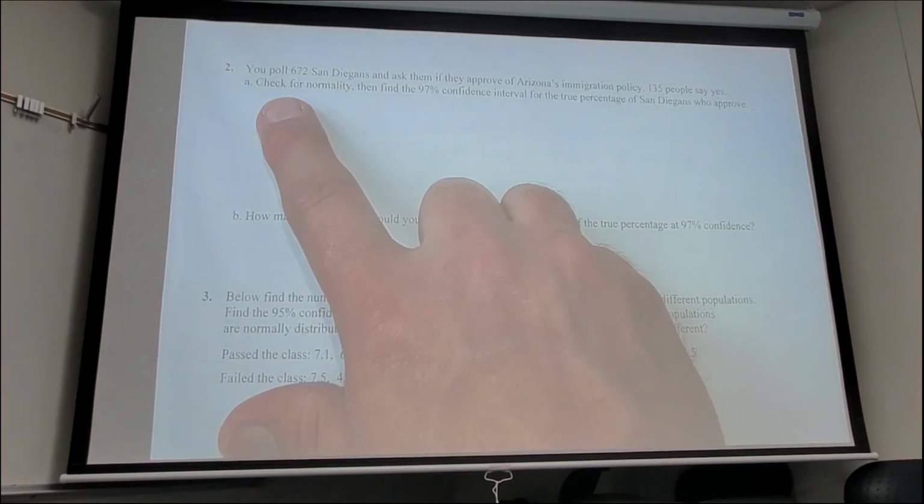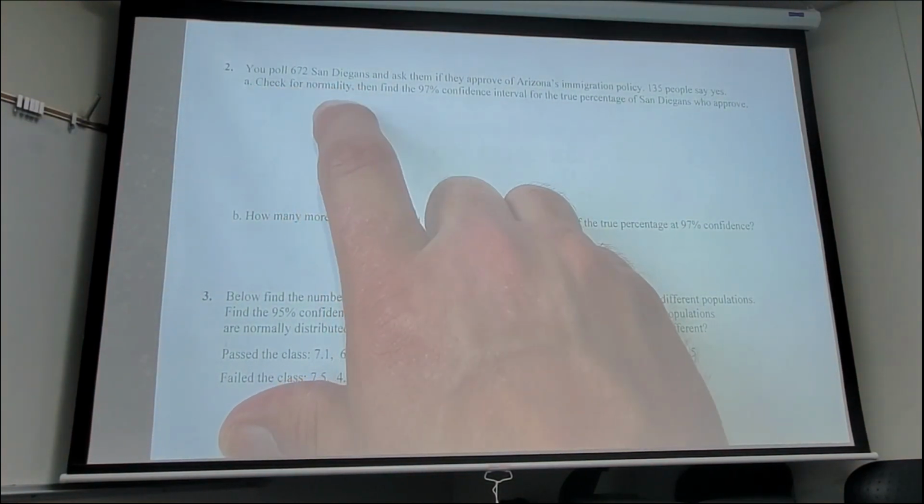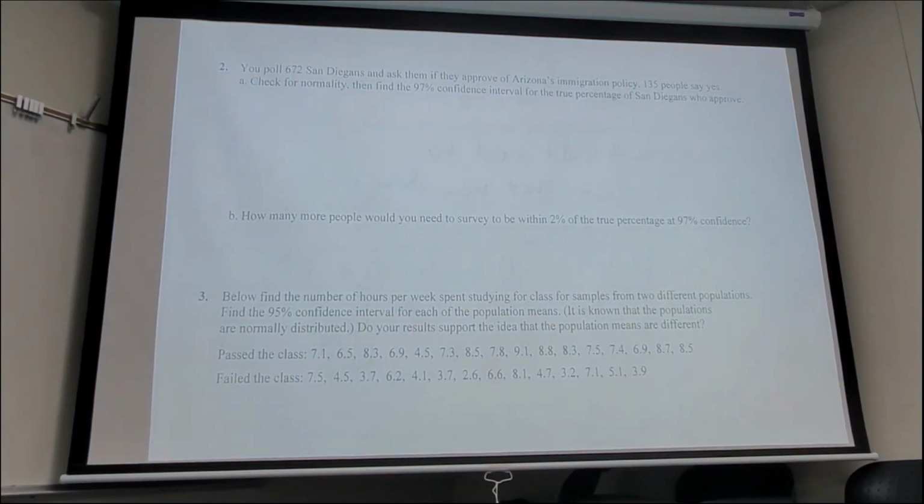What does this mean on number 2, the first part of this? What does check for normality mean on number 2? What do I check? It's normal. How do I check that on that problem? Greater than 5. What's greater than 5? np hat, nq hat. Yeah. So I would first figure out what p hat is, and then you can do that.